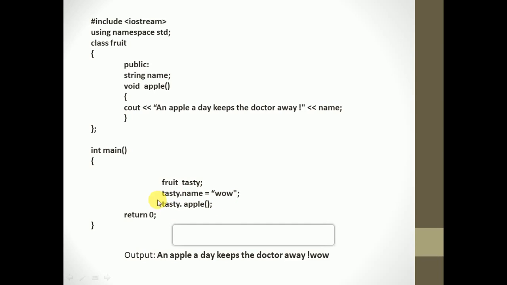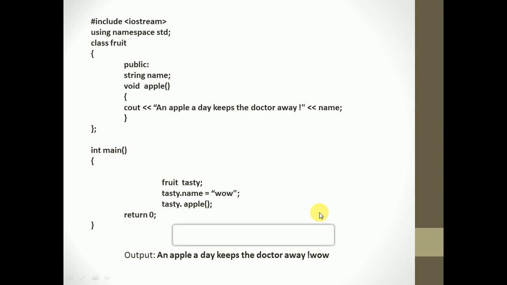Now I'm going to call my function apple. So tasty is my object, a dot operator, and the function name. So it automatically goes here. Now here there will be a display: an apple a day keeps the doctor away. So that will be displayed as such. And I'm asking it to print the value of name. Yes, what is the value of name? Wow. And that will be displayed. So hope you have understood where to use private, when to use private, and when not to use private.